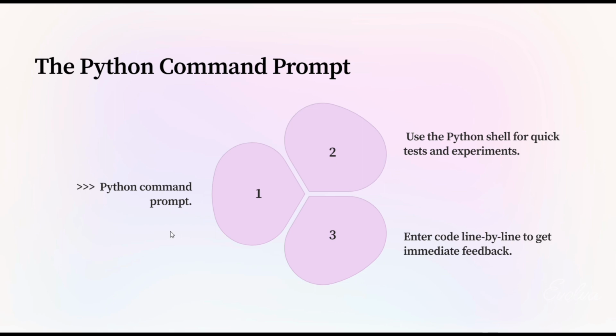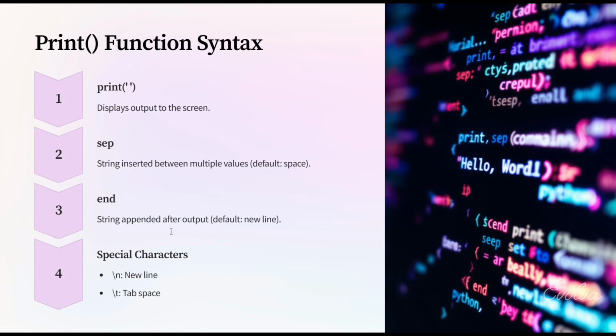In Python shell, the three greater than signs are called the prompt or Python command prompt. To write the syntax of the print function, first we will write print, all in lowercase, then we add brackets, then quotes. Within the quotes we will write the message which we want to display. The sep and the end parameters are used within the print function. The sep parameter specifies the separator between the values being printed, while the end parameter determines what is printed at the end of the output.